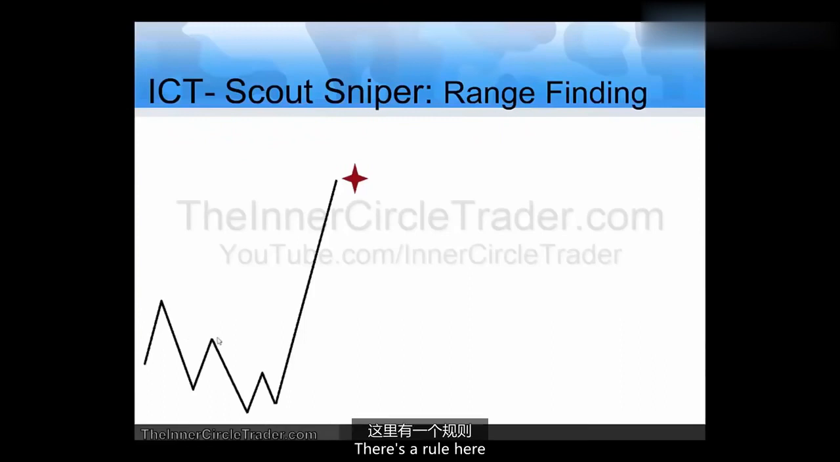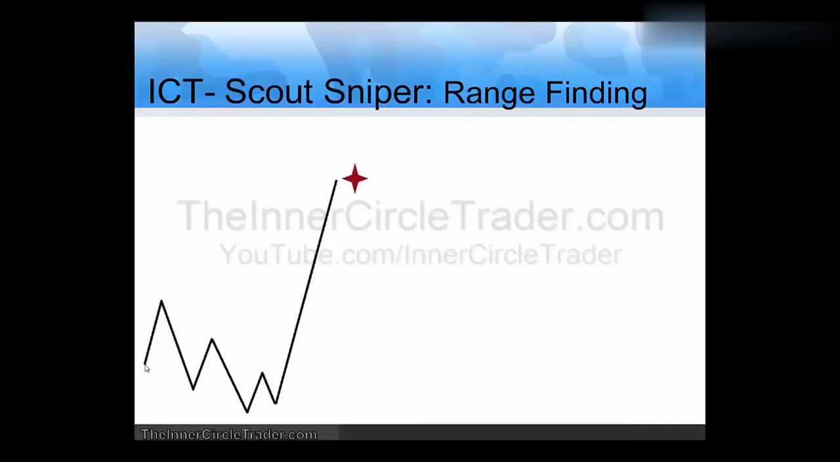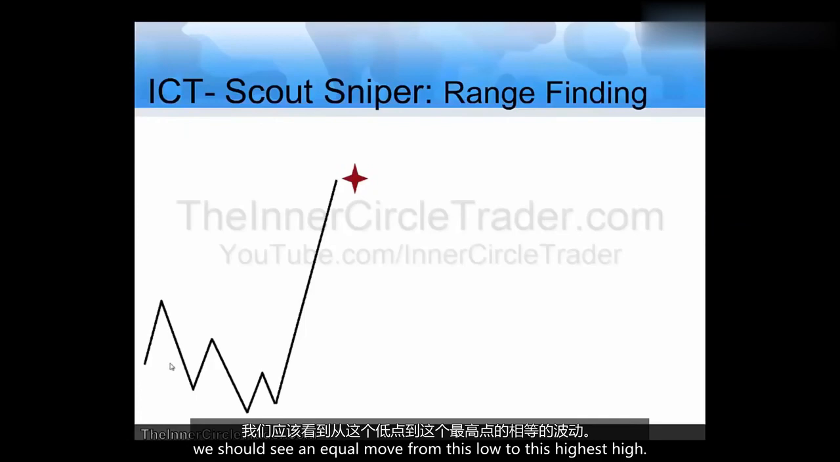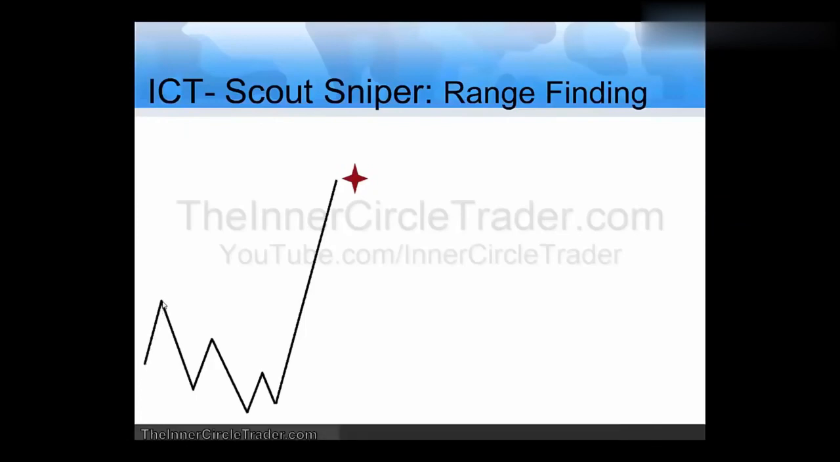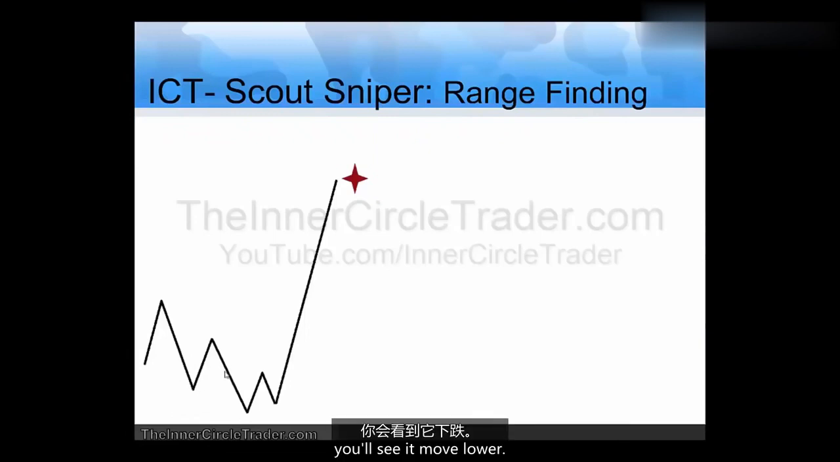Okay, so there's a rule here that you have to understand in targeting. That means a symmetrical price swing. A symmetrical price swing is basically something like this. This move up here, when this low, assuming this is a low, if it breaks right here, we should see an equal move from this low to this highest high. This becomes a fulcrum point, or a pivot point. Not pivot point like S1, S2 type pivots. I'm talking about a pivot point in such a way where when price breaks that, you'll see it move lower. In other words, it's like a hinge right here.